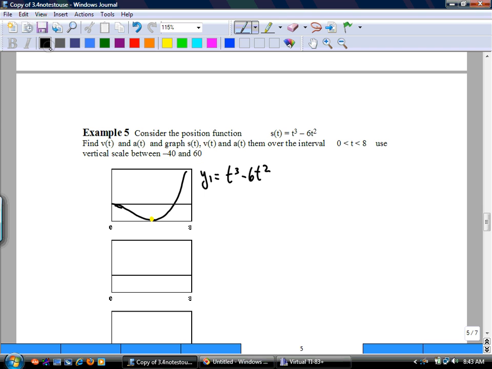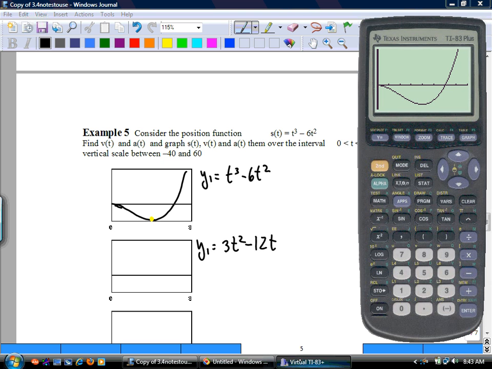Okay, next one, take the derivative. So 3t squared minus 12t. You don't have to have it in y1 and y2. I'm just doing it so we see the new graph each time.